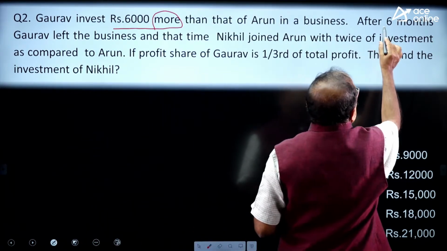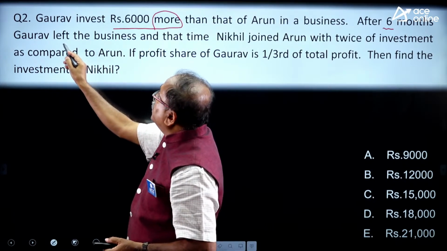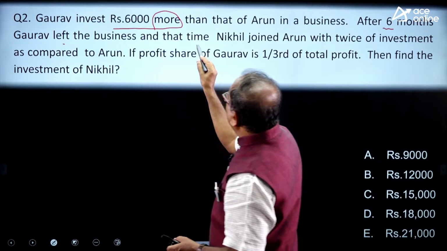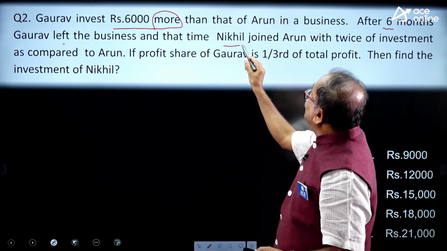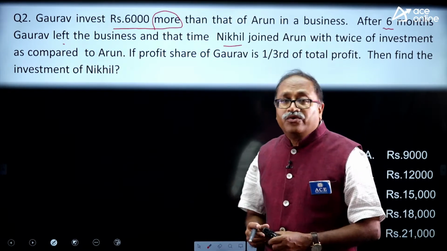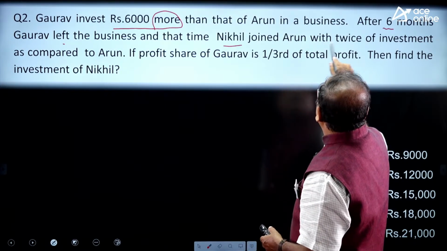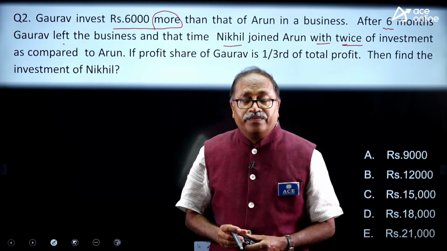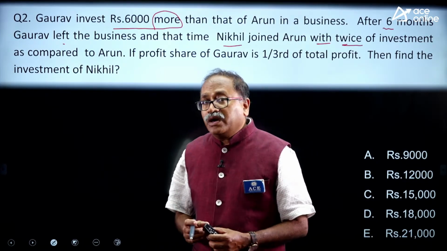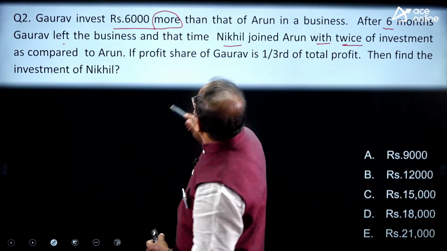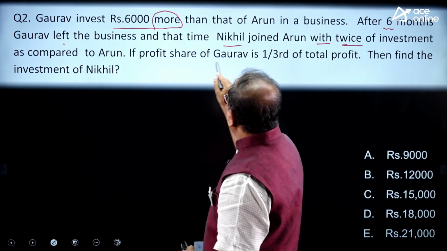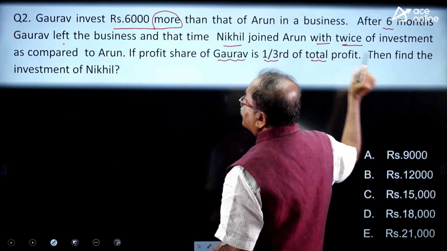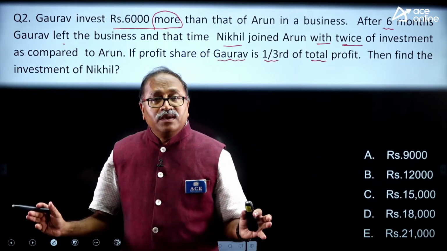After 6 months, what happens? Gaurav, who invested 6,000 more, left the business, and at that time Nikhil joined Arun, with twice the investment as compared to Arun. So 2 times the investment of Arun, that's the investment of Nikhil. If the profit share of Gaurav is 1/3 of the total profit, then find the investment of Nikhil.